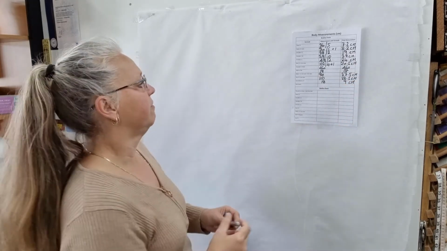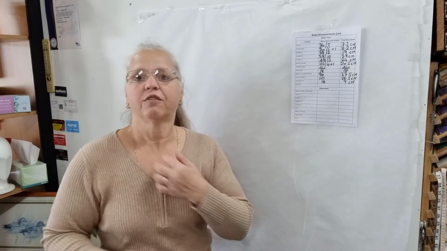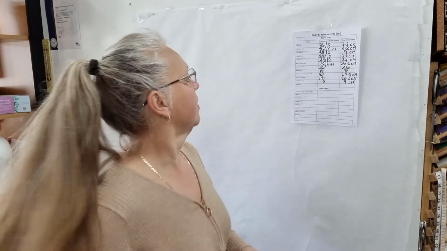And the final measurement we need is our bust depth. So from the hollow in your collarbone just there, take your tape measure down, measure it diagonally to the point of your bust, just here. And that is 19.5 centimetres.